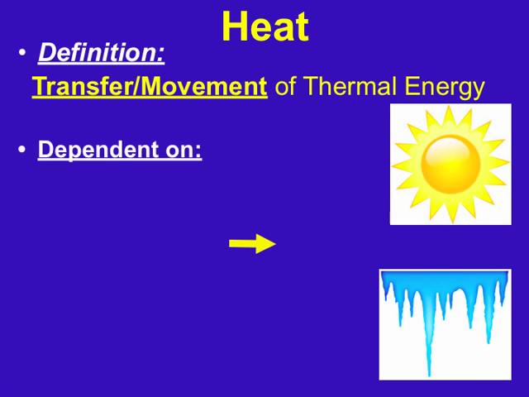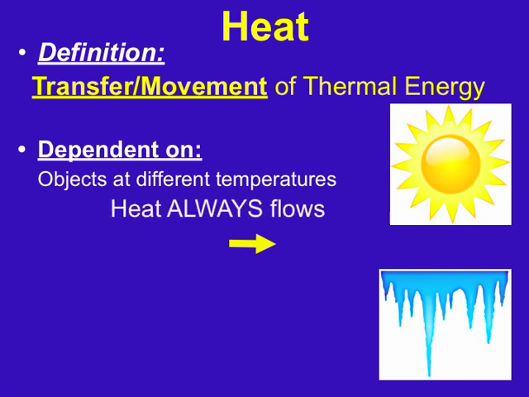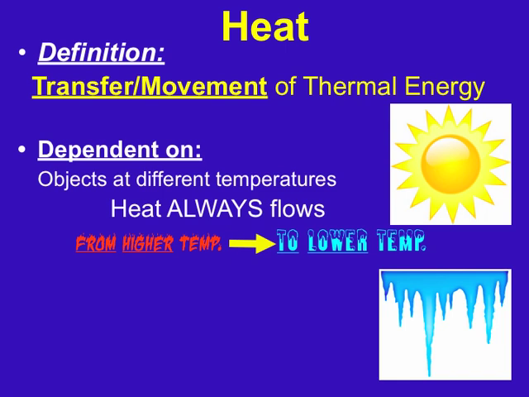So what does this movement depend on? Well, you have to have objects, substances at different temperatures. So you have to have the fire in your fireplace and the air in your room. Those are your two objects in different places, and heat moves into the room because the air is usually colder. So heat always moves from a higher temperature to a lower temperature, which you already knew anyway. We're just putting it into words.